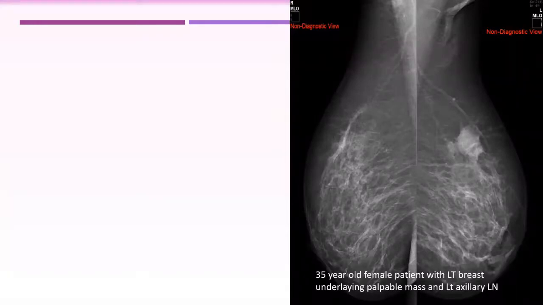Are you sure? No distortion? I think there is an area of subtle distortion there. Yes, some speculation at the upper part of the mass. You can see subtle or mild distortion. What else? No obvious calcification. But there is no skin thickening or lymph node enlargement also.